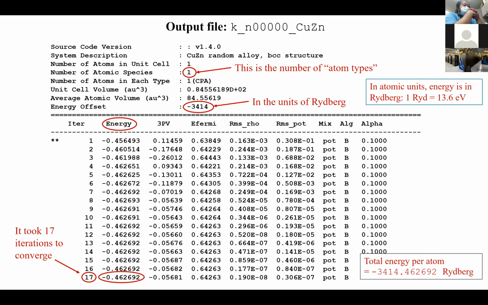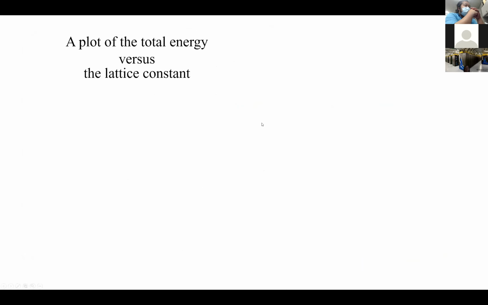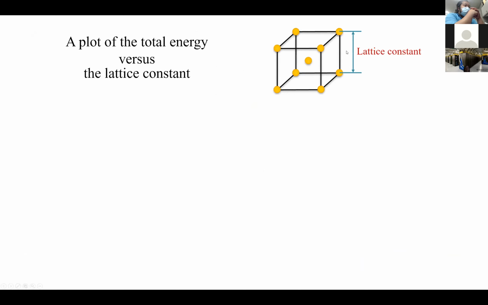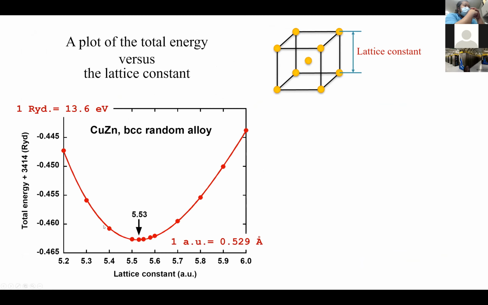This is for a particular given lattice constant. Then you can change the lattice constant in the position data. You run this calculation for different lattice constants. You get different energies. Then you can make a plot. You can plot the energy versus the lattice constant. So this is the lattice constant. It changes the size. What happens is you get such a very beautiful parabolic curve.